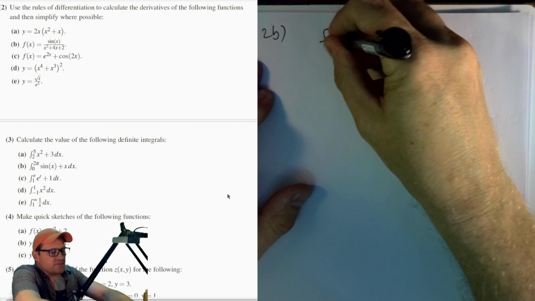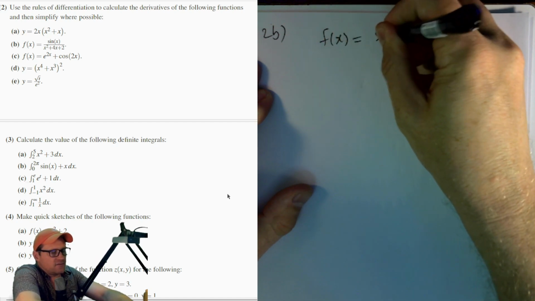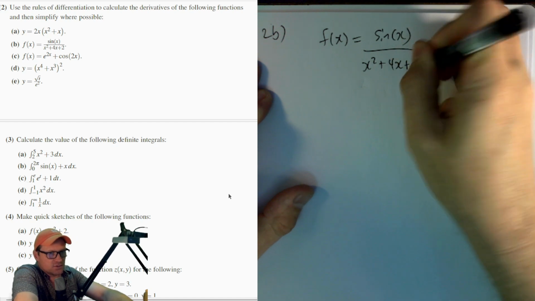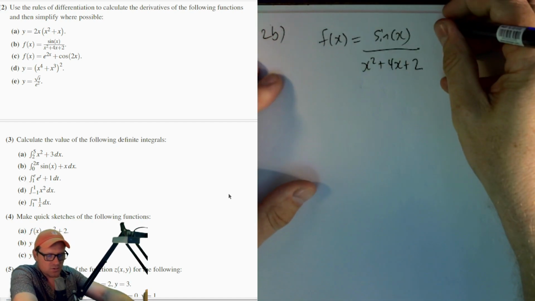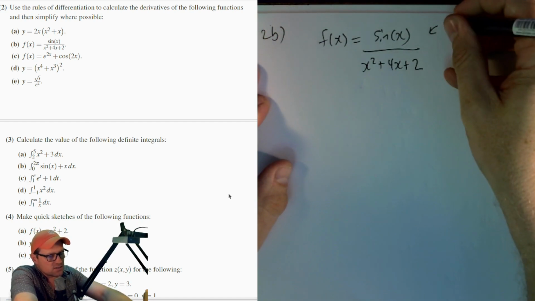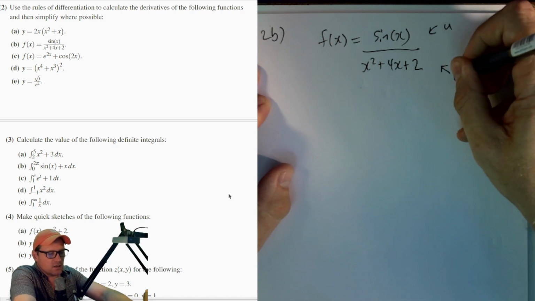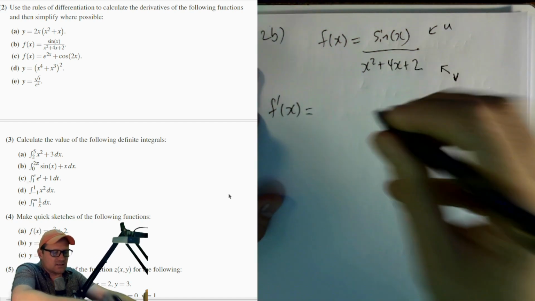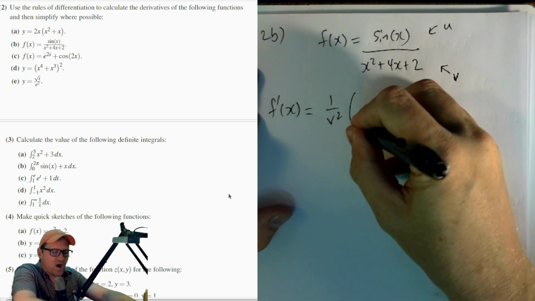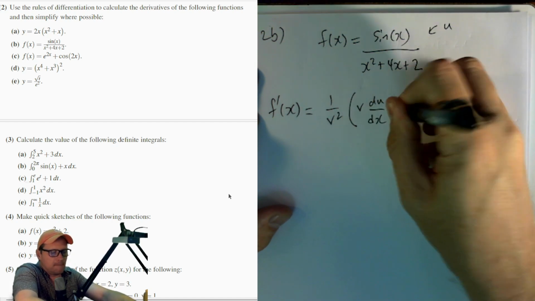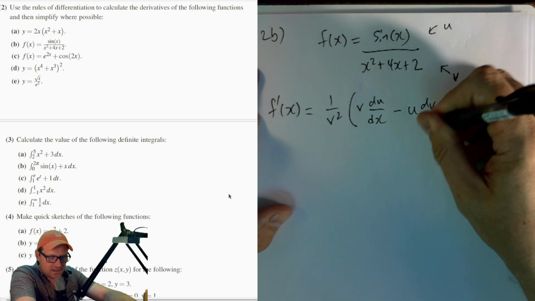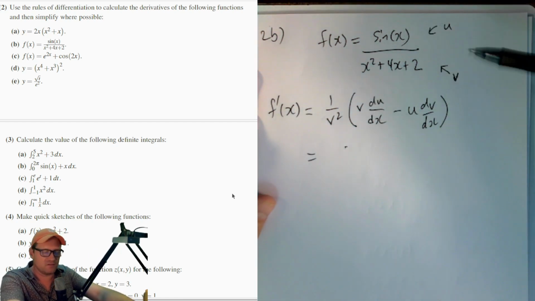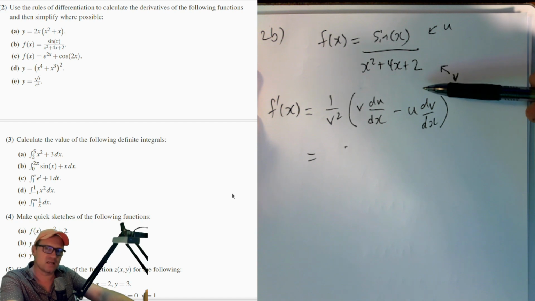So here we've got f of x is sine of x over x squared plus 4x plus 2. So now for this, we're going to use the quotient rule to differentiate this. So let's call the numerator u and the denominator v. Okay, so f dash of x is 1 on v squared brackets v du on dx minus u dv on dx. So I tend to like to rewrite 1 on v squared for a while because v tends to be a bit big to keep rewriting.